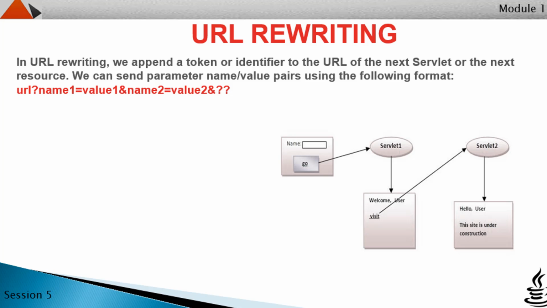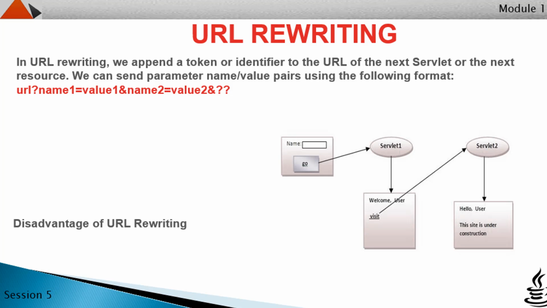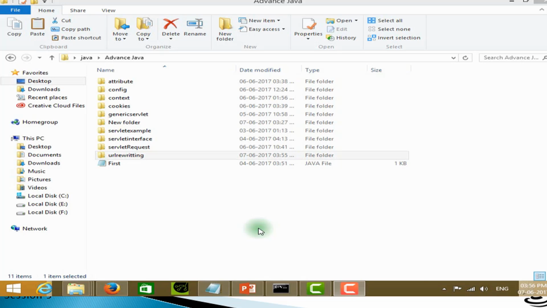Let's talk about advantages of URL rewriting. It will always work whether cookie is disabled or not, browser independent. And extra form submission is not required on each page. Disadvantage of URL rewriting. It will work only with links. And it can send only textual information. Let's understand it with an example.